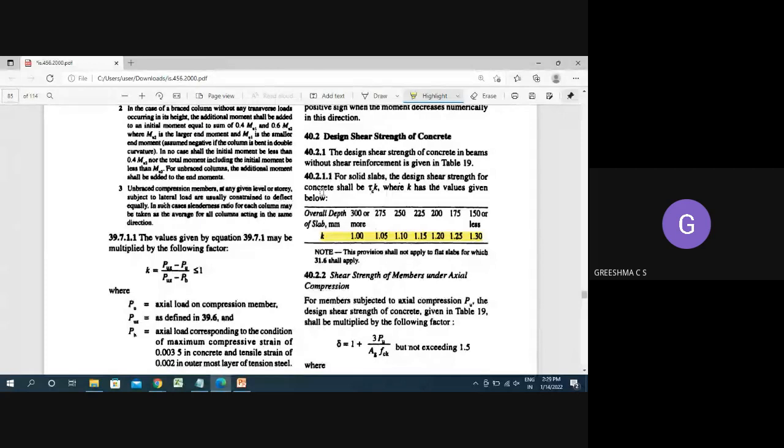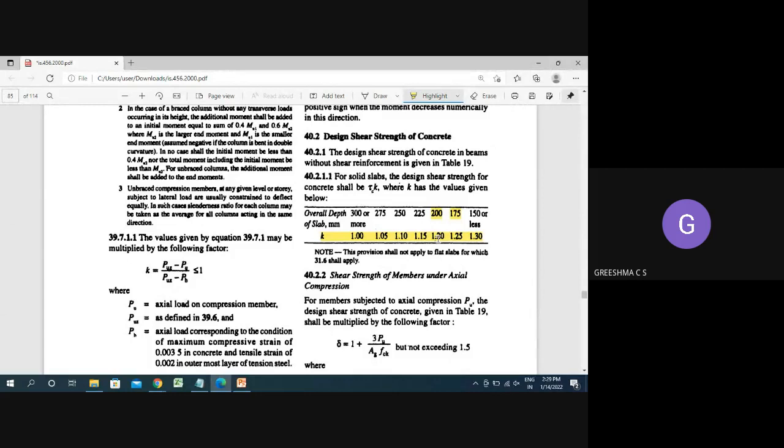40.2.1. So based on the depth, this is the modular depth value: 300, 275, 250, 200, 150 or less. Okay, so our value is 180. Sorry, our slab's value comes between 200 and 175, that is 180. So the K value will be between 1.2 and 1.25. Interpolate and find the K value corresponding to 180.